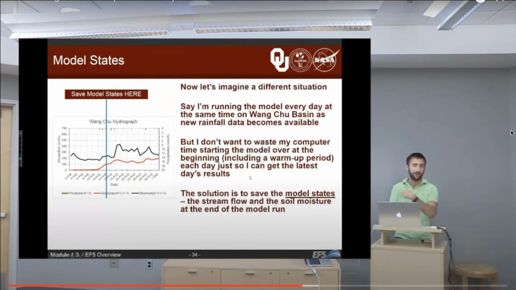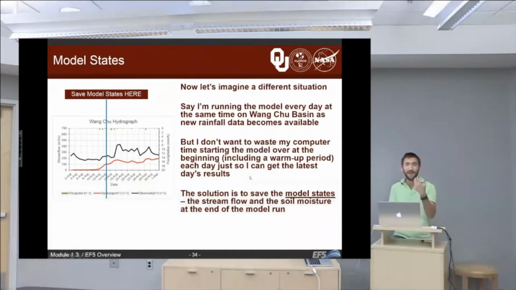We save the precipitation, we save the actual evapotranspiration, we save the soil moisture, and we keep all of that. And then the next time we decide to use the model, we use those as the initial conditions going forward.